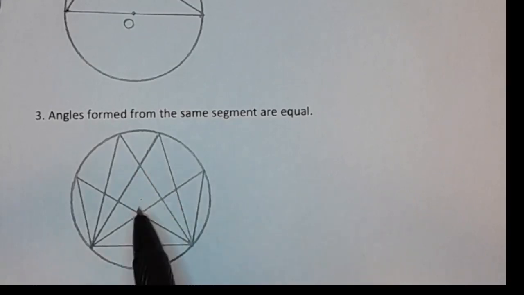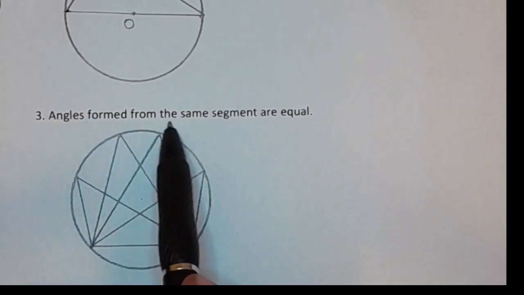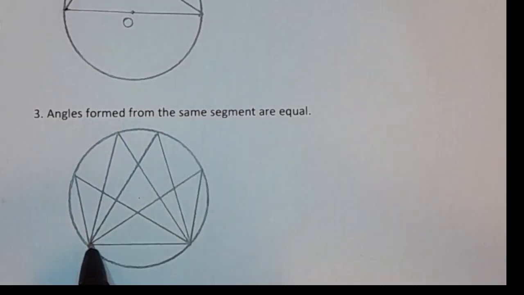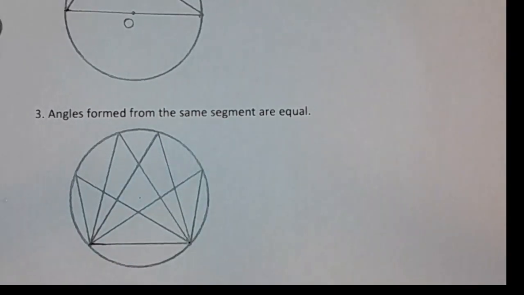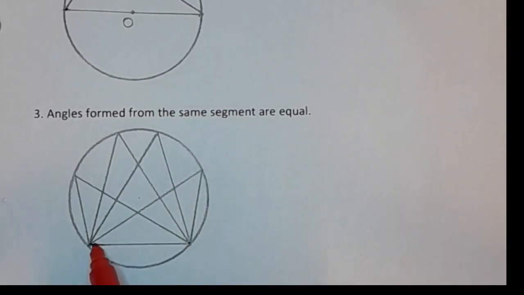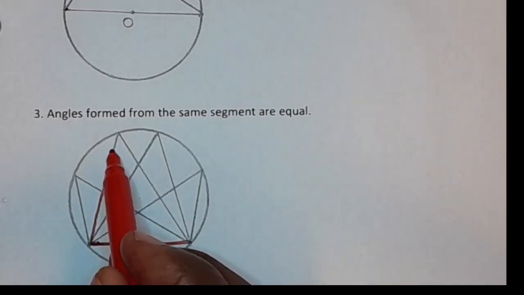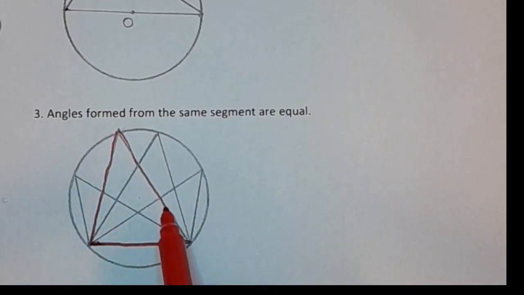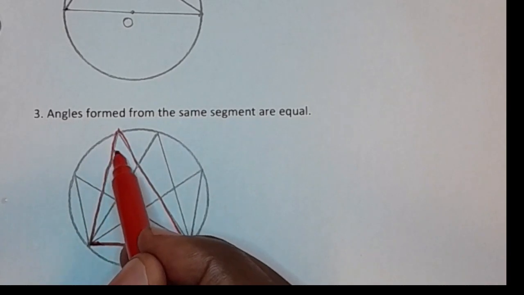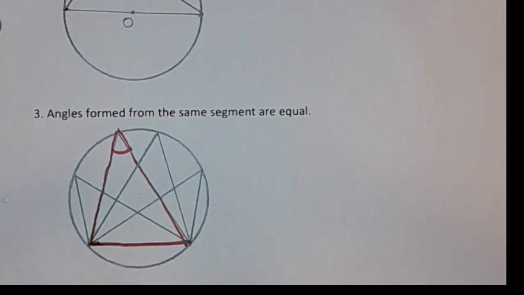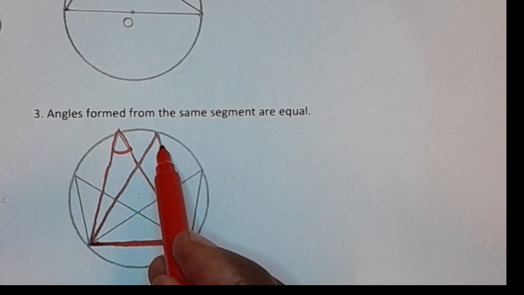The next theorem we are looking at is that angles formed from the same segment are equal. This is a segment, and within this segment, this angle here has been formed. But again, from this same segment, another angle has been formed, this one.